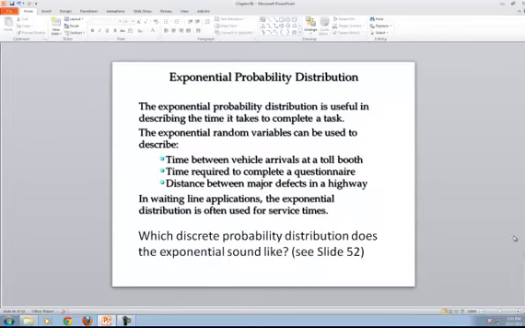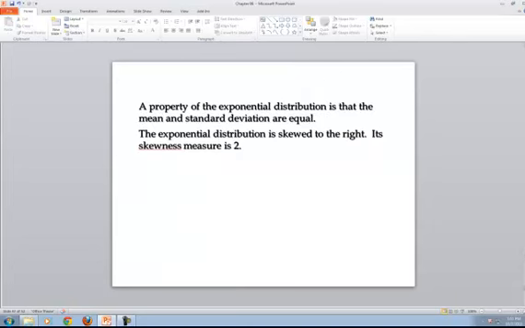Let us now look at the exponential probability distribution. It can be used to describe time between arrivals at the toll booth, time required to complete a questionnaire, etc. Which discrete probability distribution does the exponential distribution sound like? The answer will be in slide 52. A property is that its mean and standard deviation are equal, and it is skewed to the right.